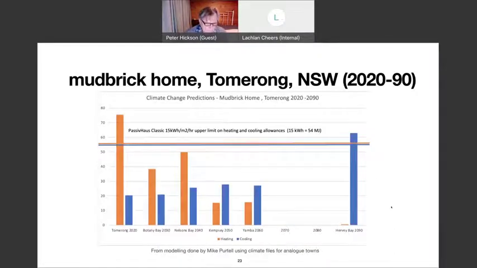This is a different way of looking at it. At present, the heating load is more than Passive House criteria, though the cooling load is much lower. The building is able to perform without air conditioning and without heating in the future, with minor alterations in 70 years' time. That's a good result, I think.